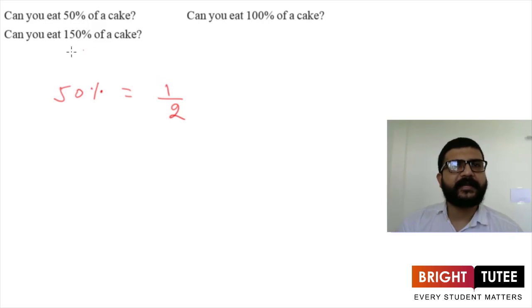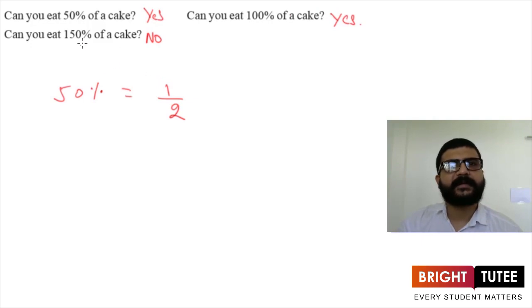Now the third one here is, can you eat 150% of a cake? Is it possible? If we are having a cake, can 150% of it be a part of it? No, it's not going to be a part of it. What we can do is eat a part of a cake or the whole cake. But here 150% is not a part of a cake. So the answer for this one will be no, and for the other two it will be yes.